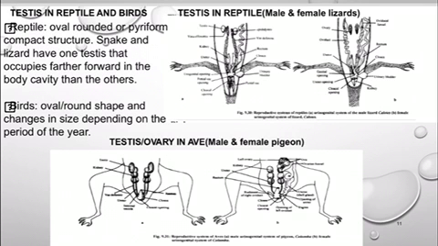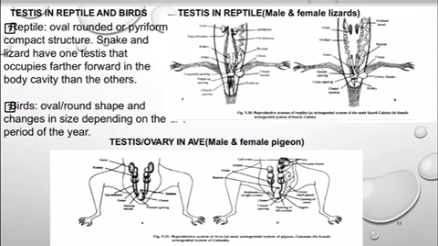Now, the testes in reptiles and birds. In reptiles, the testes are oval, rounded, or piriform, and they are compact structures. The snake and lizard have one testis that occupies a position further forward in the body cavity than what you have in other reptiles. The birds have oval or round shaped testes, and this changes in size depending on the period of the year that you're looking at.